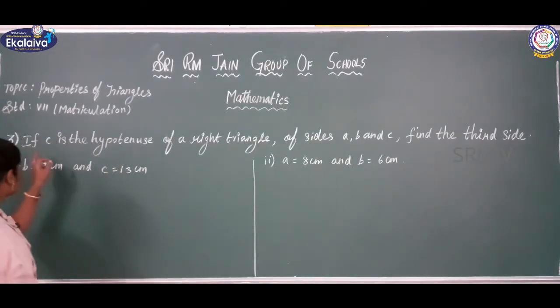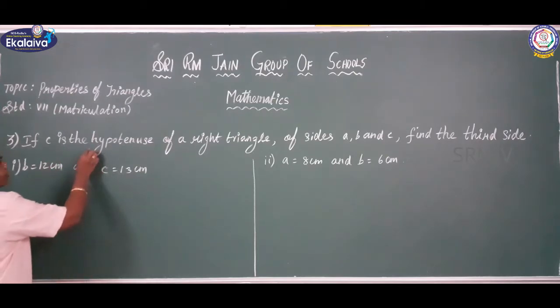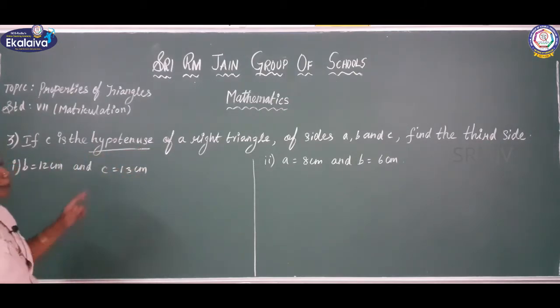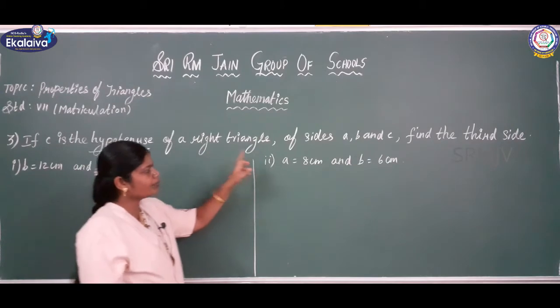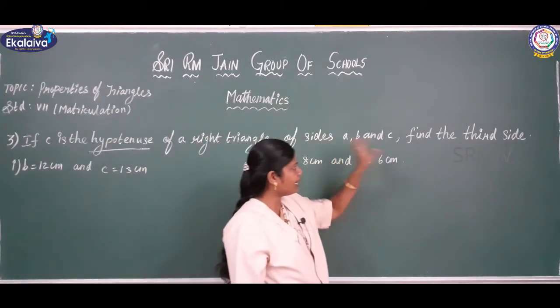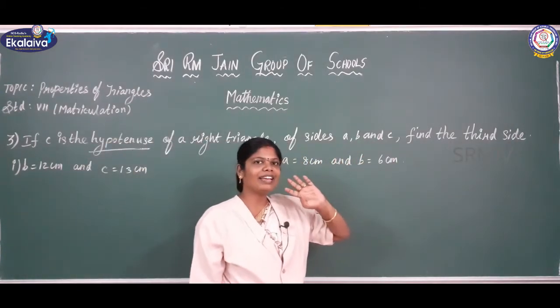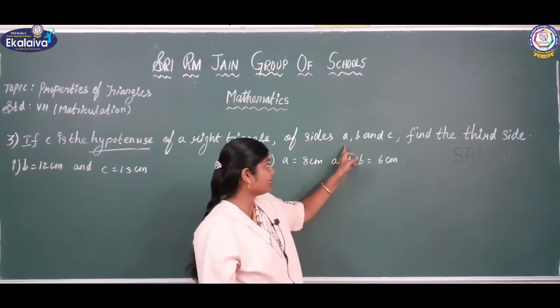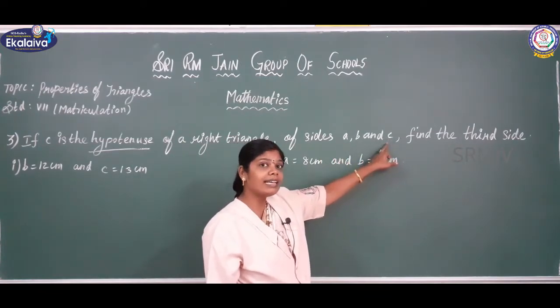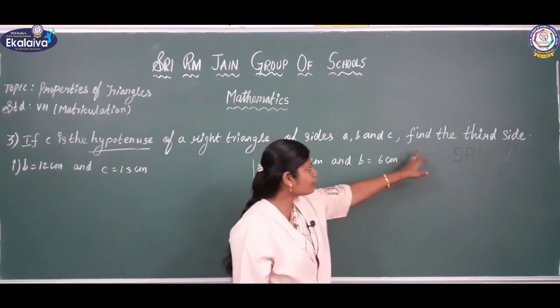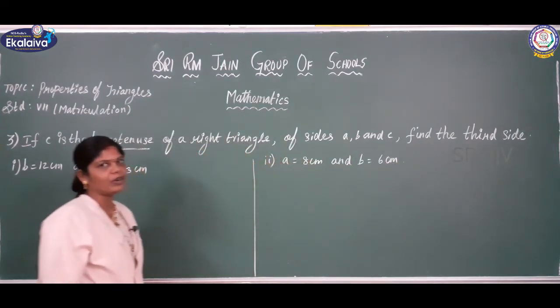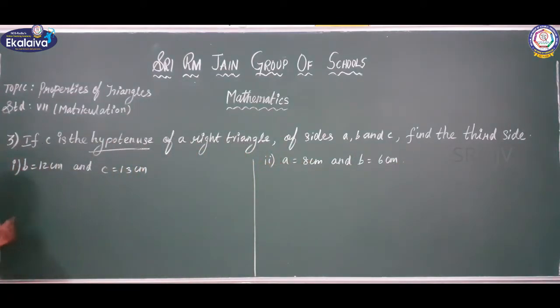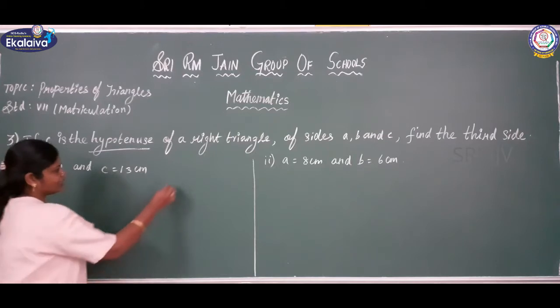Next one. If C is the hypotenuse of a right triangle of sides A, B and C. In a triangle we have three sides. Those sides represent A, B, C. In this, C is the given hypotenuse. So we are going to find the third side. Listen here. B equal to 12 centimeter and C equal to 13 centimeter.